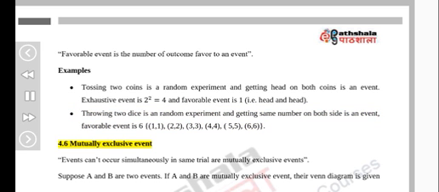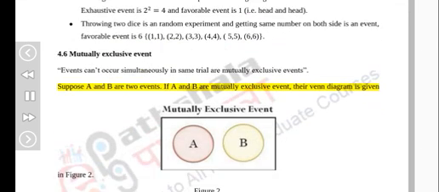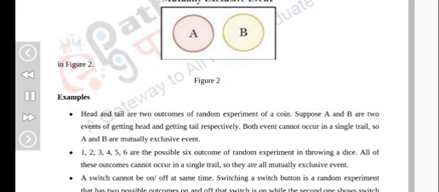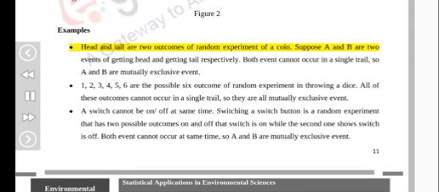4.6 Mutually exclusive event. Events that can't occur simultaneously in the same trial are mutually exclusive events. Suppose A and B are 2 events. If A and B are mutually exclusive events, their Venn diagram is given in Figure 2. Example: head and tail are 2 outcomes of the random experiment of a coin. Suppose A and B are 2 events of getting head and getting tail respectively. Both events cannot occur in a single trial, so A and B are mutually exclusive events.